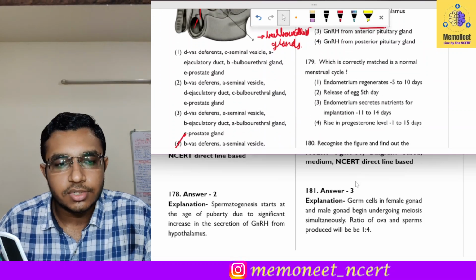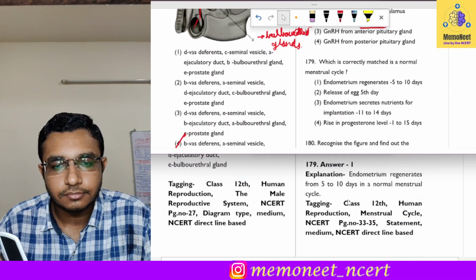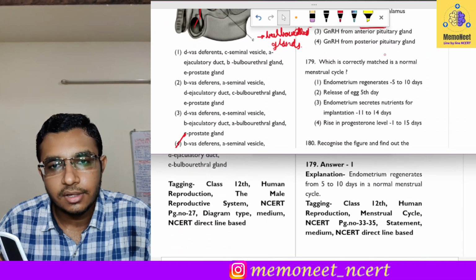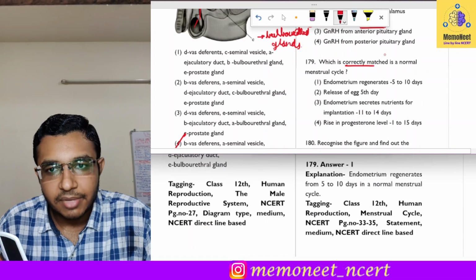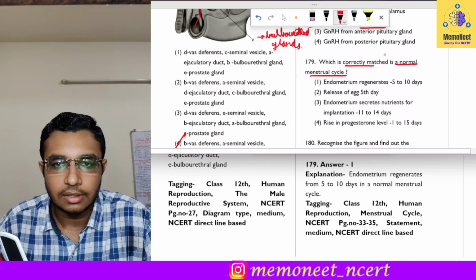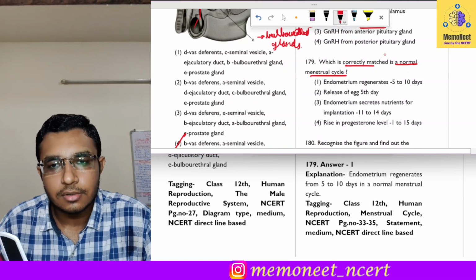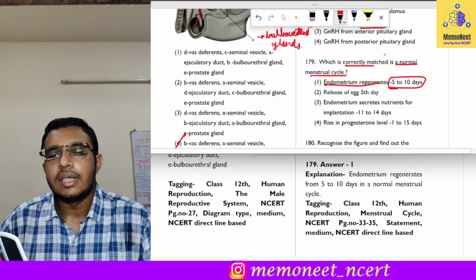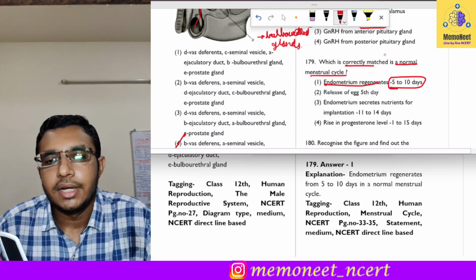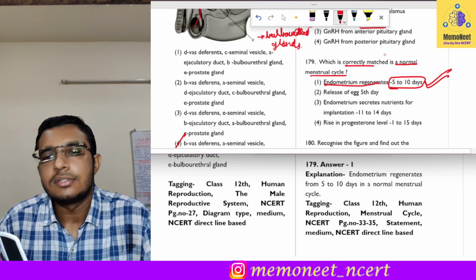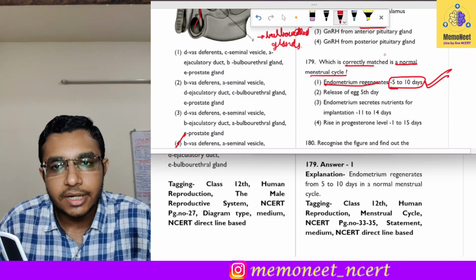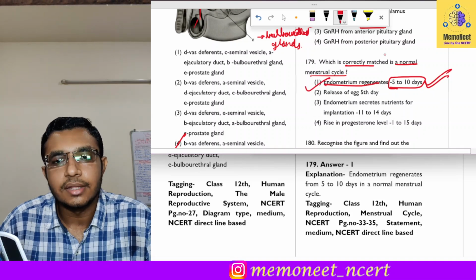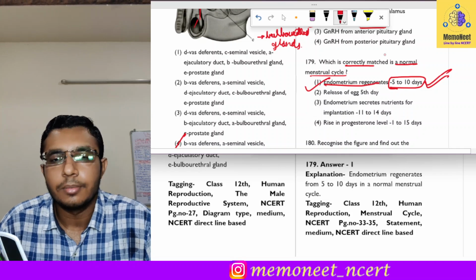Next question is question number 179. It states that which is correctly matched as a normal menstrual cycle. Okay, so the first option is endometrium regenerates in 5 to 10 days. Now see, in a normal menstrual cycle the endometrium takes 5 to 10 days to regenerate. So this is the correct matching for a normal menstrual cycle. Therefore the correct answer of this question is option 1.